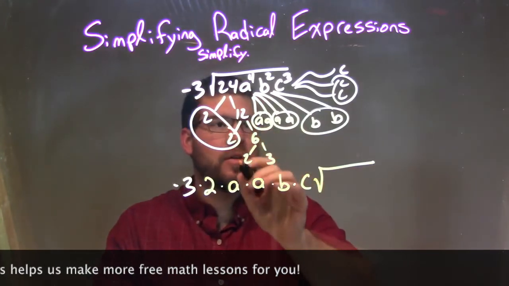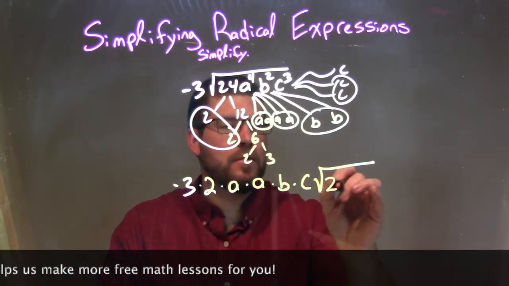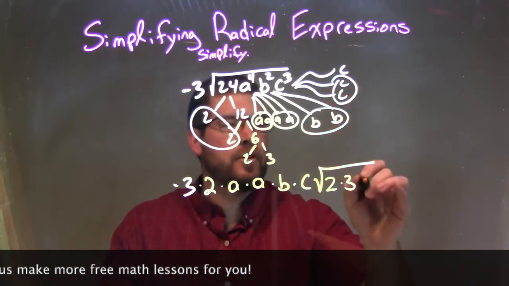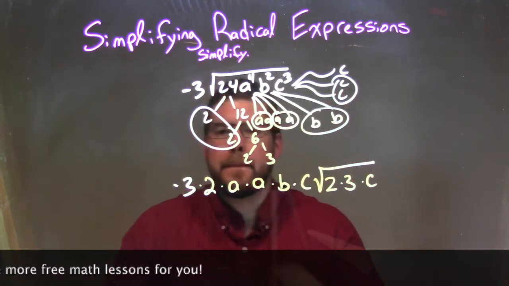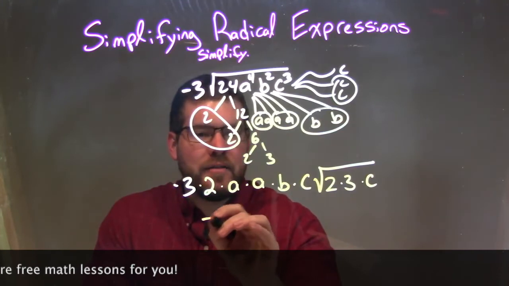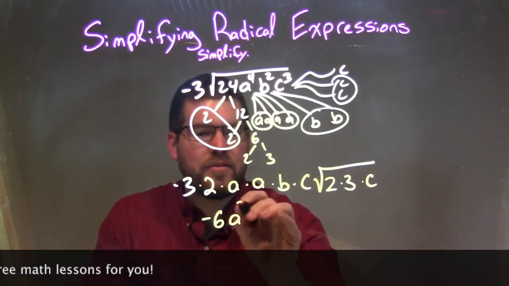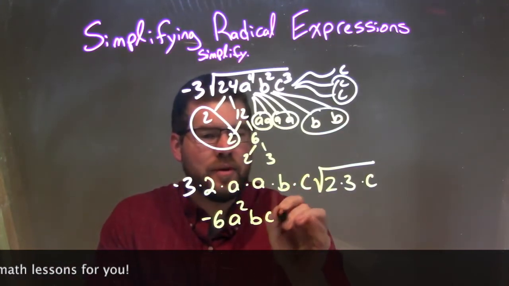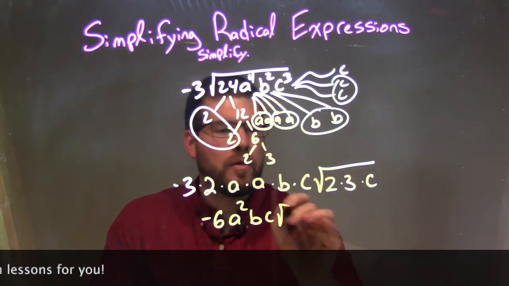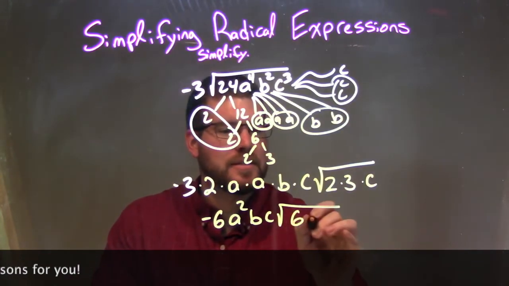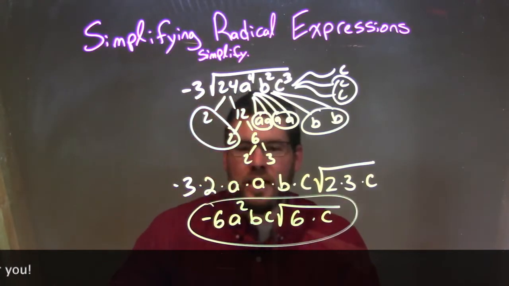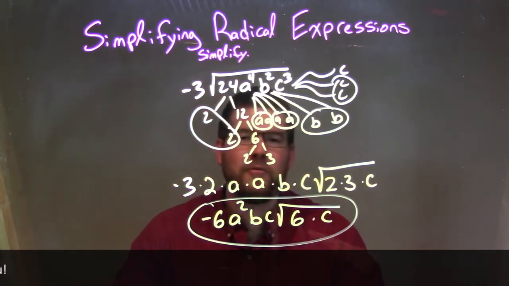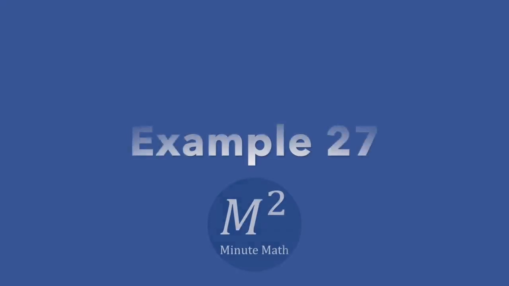Now it's time to deal with all the singles that were left on the inside. 2 times 3 times just that c right there. So now let's simplify. Negative 3 times 2 is a negative 6. A times a is a squared. B times c is just, we're going to write as bc. Then we have the square root here of 2 times 3, which is 6 times c. So my final answer here is negative 6a squared bc times the square root of 6c.